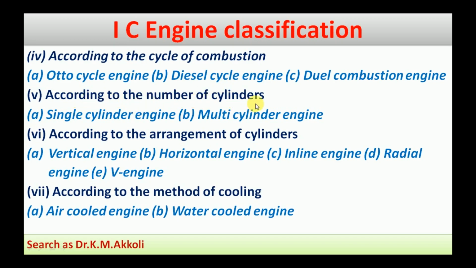The fifth one is according to the number of cylinders, how many cylinders are used. Based on that we can classify as single cylinder engines and multi-cylinder engines. For lower capacity vehicles, single cylinder engines are used, like 2-wheeler engines. In multi-cylinder engines, like all the 4-wheeler engines where more power is required, multi-cylinder engines are used. Up to 10 to 12 cylinders are also used in multi-cylinder engines. Then according to the arrangement of cylinders, how those cylinders are arranged: the vertical engine, where the engine is vertical.